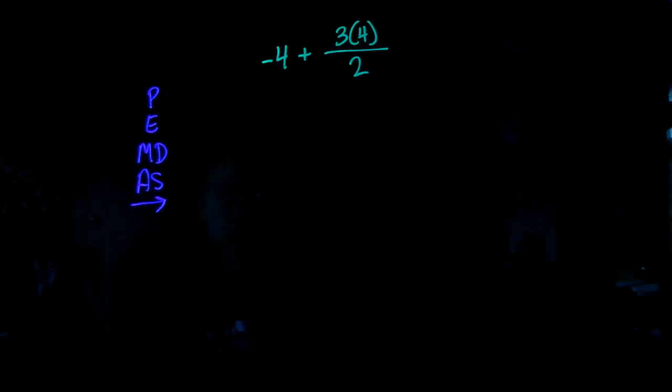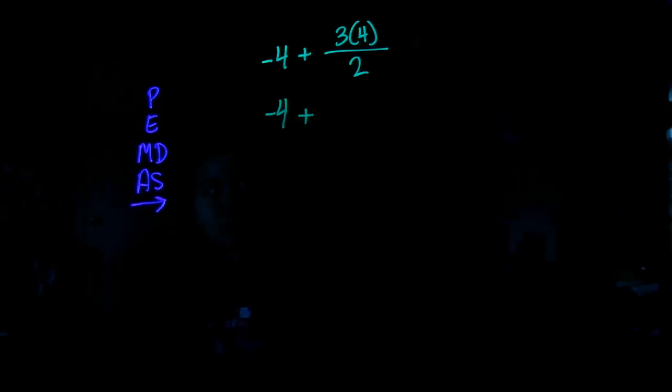Getting a little bit more complicated, we have negative 4 plus, in a large fraction here, 3 times 4 over 2. So when you have a fraction, which represents division, if you have operations on the numerator or the denominator, you're going to go ahead and take care of that using the order of operations before you divide. Okay, so this negative 4, we're just going to leave there because it's just a regular old integer.